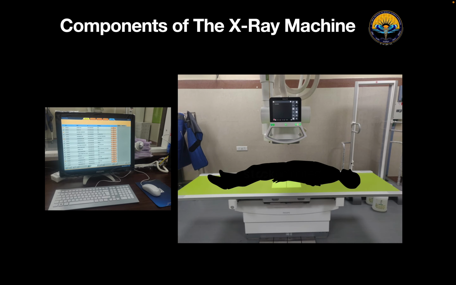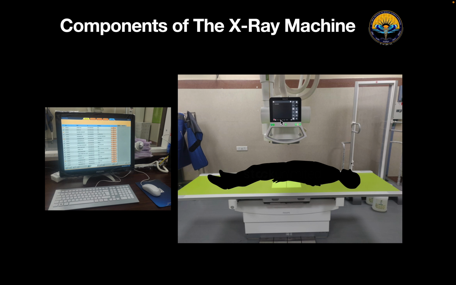Next, the components of the X-ray machine. So this is the X-ray system which is at our institute, and we can see we have an X-ray tube over here. We can see the screen in the front. Inside this X-ray tube, we have the cathode and anode, which will cause production of the X-rays.